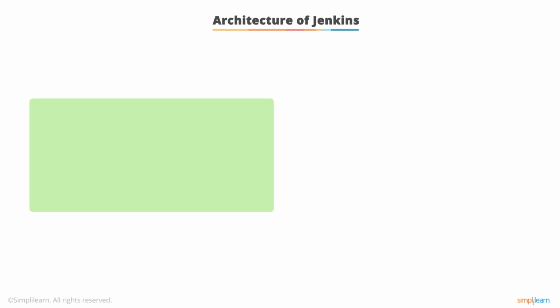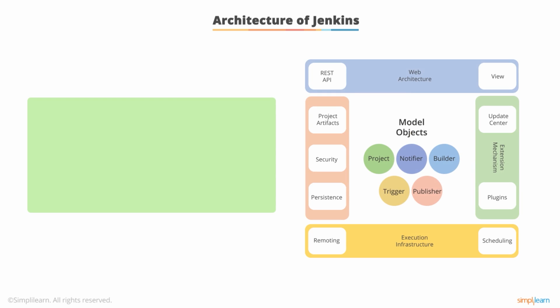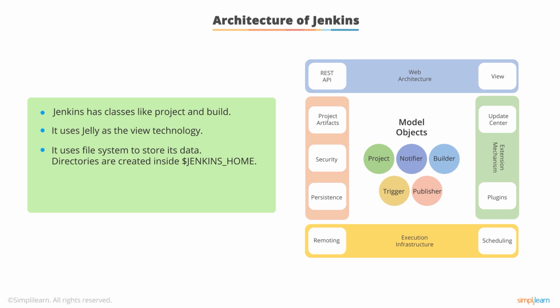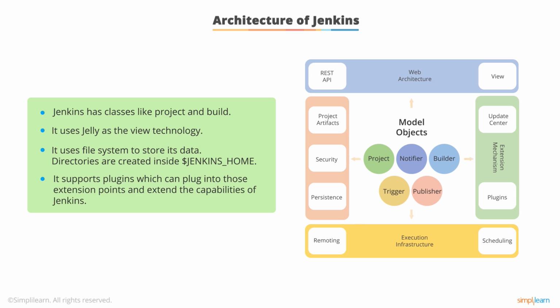Architecture of Jenkins. Jenkins is a comprehensive CI/CD framework that is designed to be flexible and extensible. It has a distinct object model that has classes like project and build. These classes describe the various components of the framework. It uses Jelly as the view technology. It uses the file system to store its data. Directories are created at the location on disk defined by the environmental variable Jenkins_home. It supports plugins which are plugged into those extension points and extend the capabilities of Jenkins.